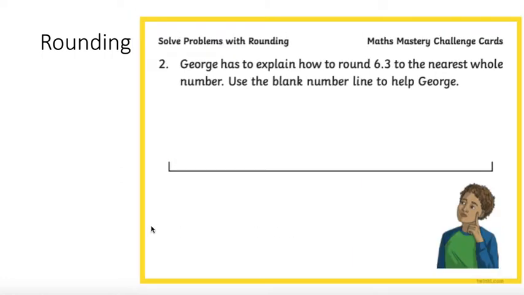Here's your problem. I'll read it out for you and then it's your turn to write the answer. George has to explain how to round 6.3 to the nearest whole number. Use the blank number line to help George. So in your books you can draw a number line and write your own explanation to help George. Pause the screen and off you go.